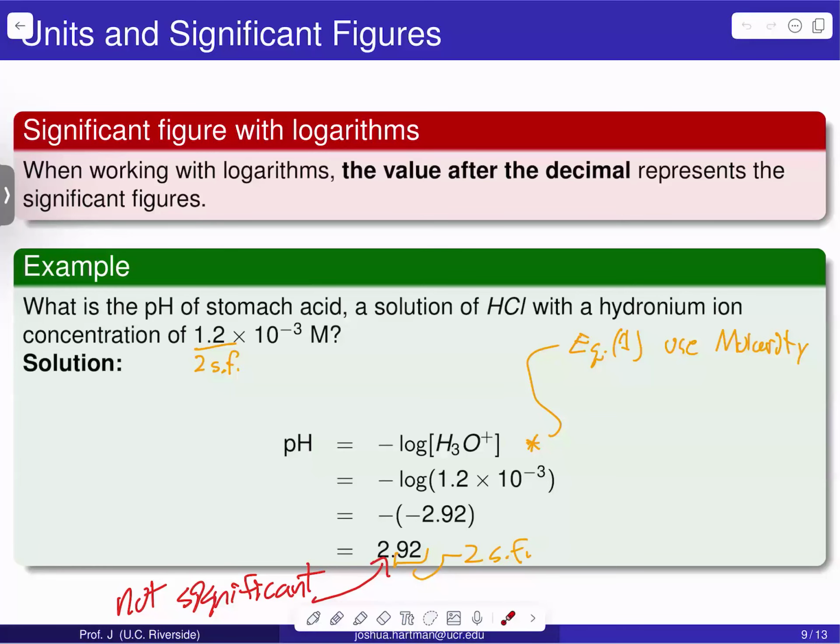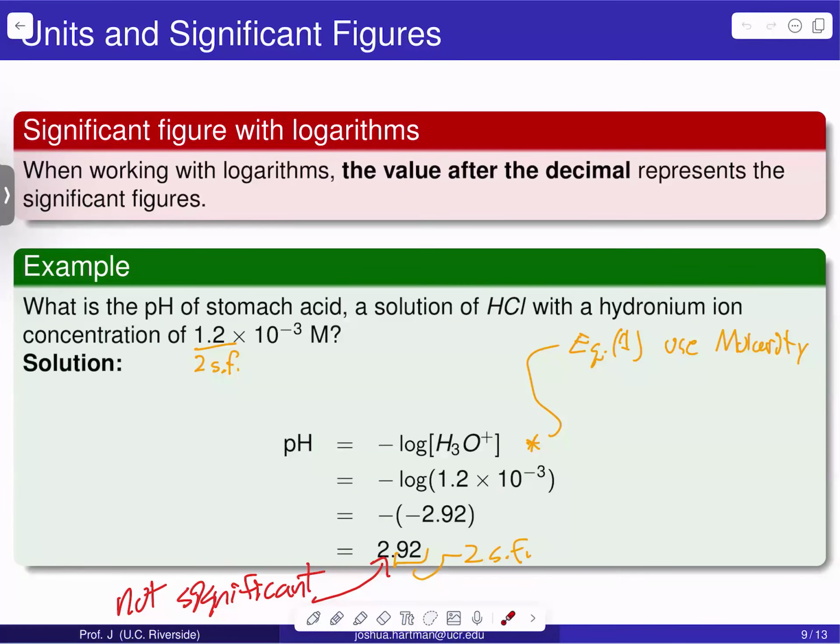Okay, so all of that hopefully is fairly straightforward, but there is one sticky point here that is a point of confusion that I want to take some time to clear up, regarding significant figures when working with logarithms. I'll keep it simple and to the point. When we're working with logarithms, the value after the decimal is what represents the significant figures. So we're going to really focus on the values to the right of the decimal place. Keep track of sig figs there.